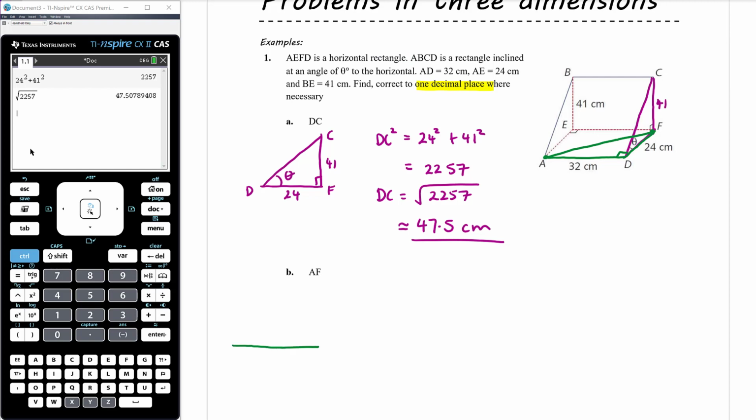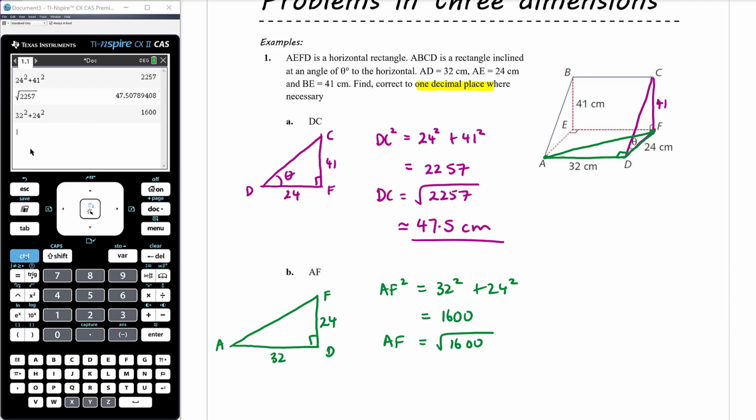Let's see what we know here. That's F, that's A, that's D. We know this is 24, we know this is 32. I'm just going to use Pythagoras again here. So AF squared is 32 squared plus 24 squared. 32 squared plus 24 squared is 1600. And so AF is the square root of 1600, which I suspect we'll find is a very nice 40. So no need to round there, that's exactly 40 centimetres from A to F.